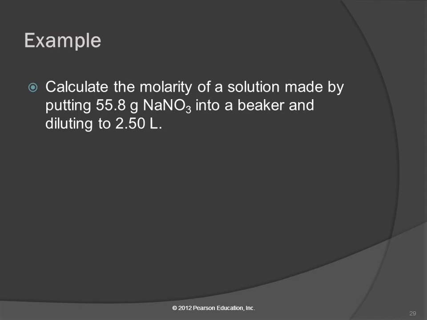Calculate the molarity of a solution made by putting 55.8 grams of sodium nitrate into a beaker and diluting to 2.50 liters. Diluting to 2.50 liters means we're adding enough water to make the volume of the solution 2.5 liters. It's not that we're adding 2.5 liters of water. So molarity is moles of solute per liter of solution. Capital M, moles of solute per liter of solution.